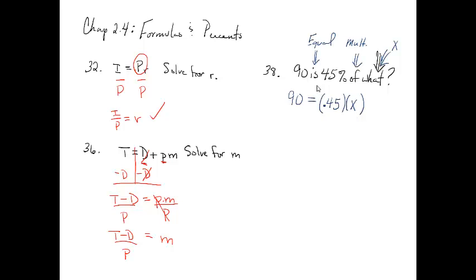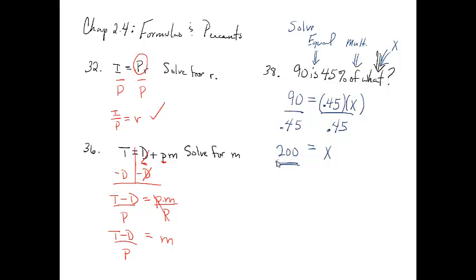And it's going to tell me to solve, right? I need to solve for the variable. So I'm going to solve. Well, what's going on between the 0.45 and the x? They are multiplying, which means how do I solve for x? I'm going to divide because that's the opposite of multiplying. So 90 divided by 0.45 is going to be 200 equals x. So 90 is 45% of 200.